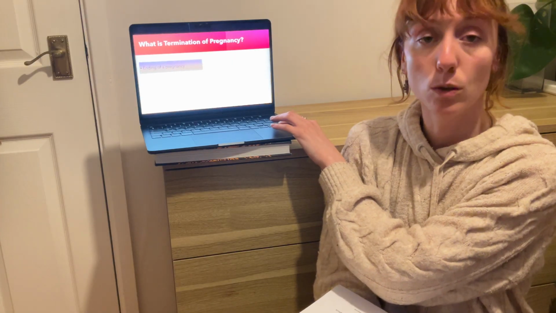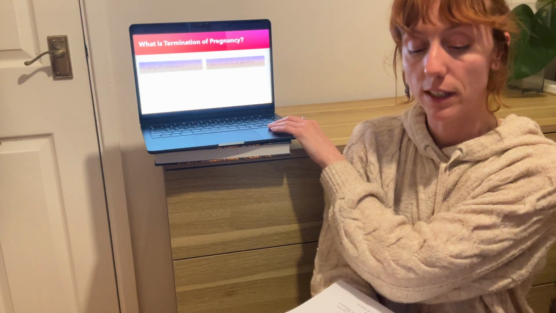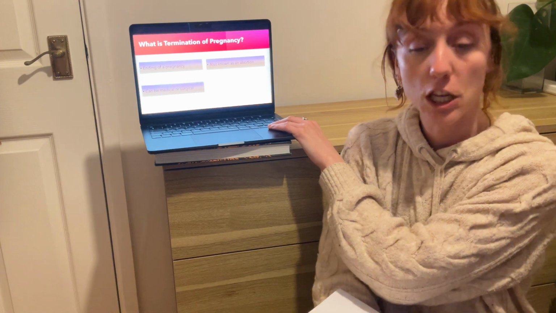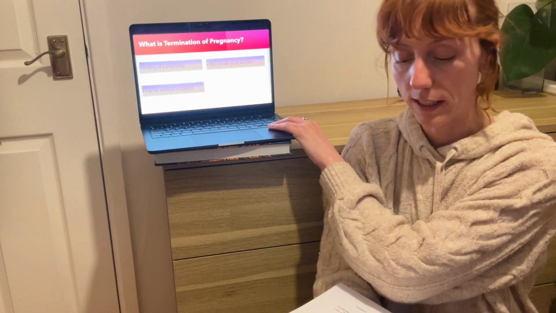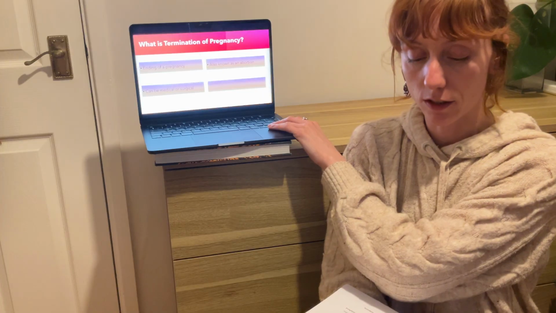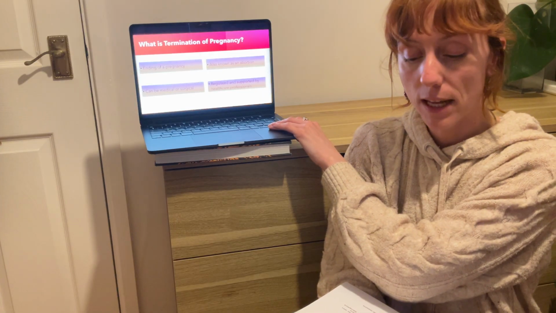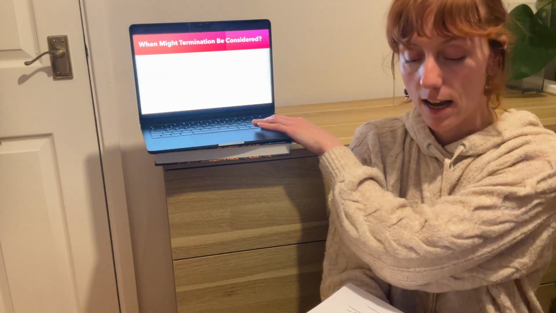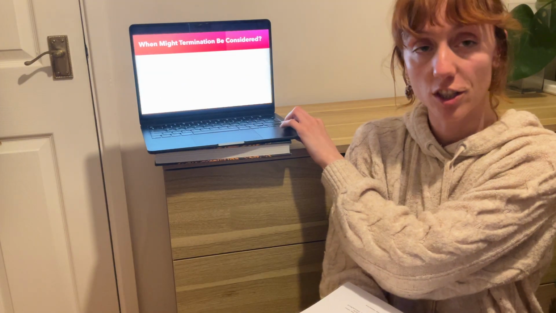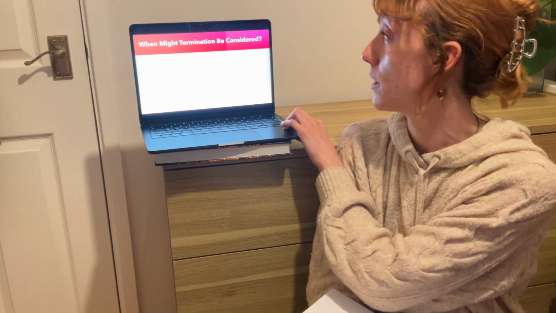Termination of pregnancy, also known as abortion, is the process of ending a pregnancy. In the UK, it is a legal medical procedure carried out under regulated conditions with support from trained healthcare professionals. There are two main methods: medical termination, which uses medication, and surgical termination, which involves a procedure.